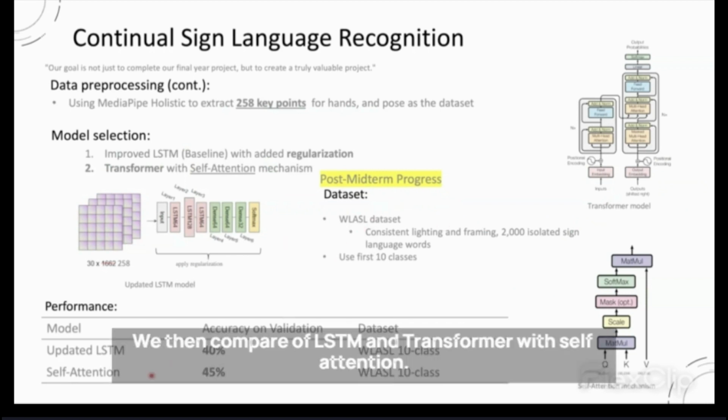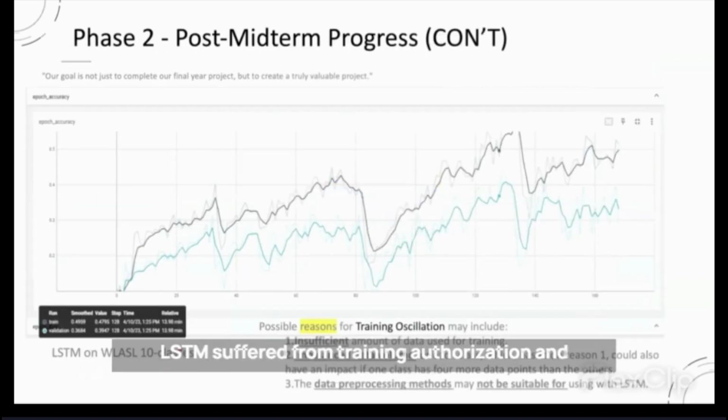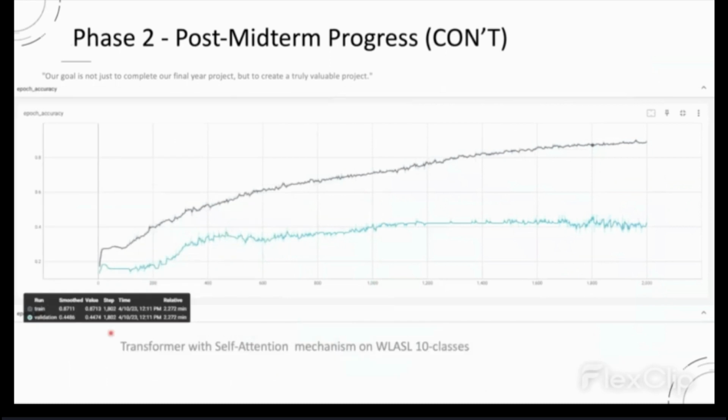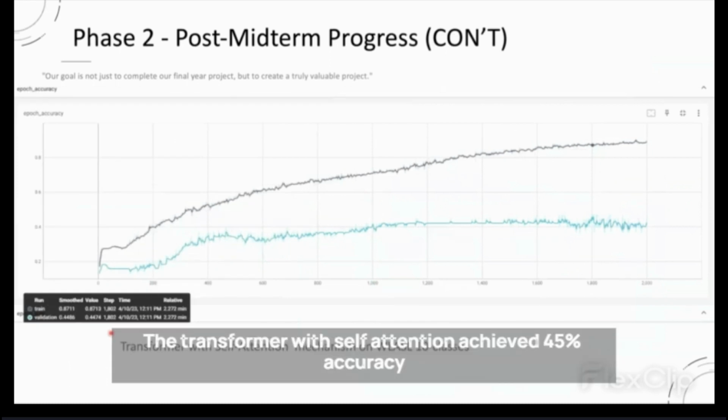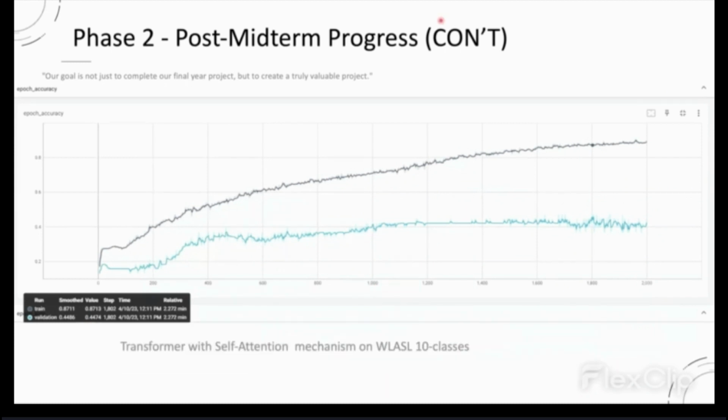We then compared LSTM and transformer with self-attention. LSTM suffered from training oscillation and reached an accuracy of 14%. In contrast, the transformer with self-attention achieved 45% accuracy on WLASL 10 classes.